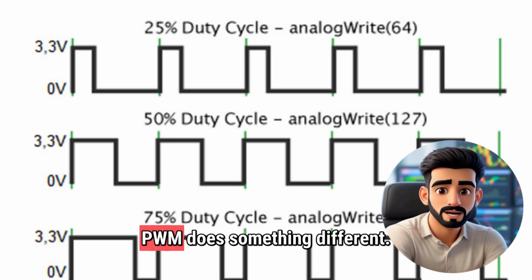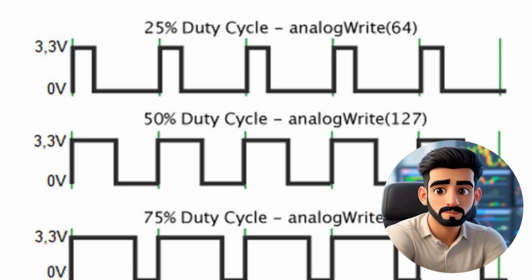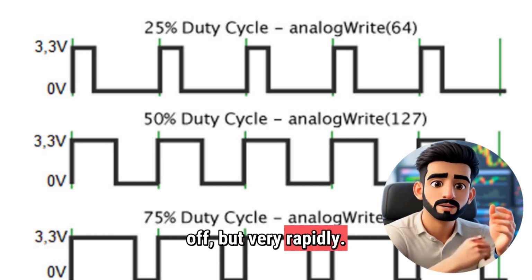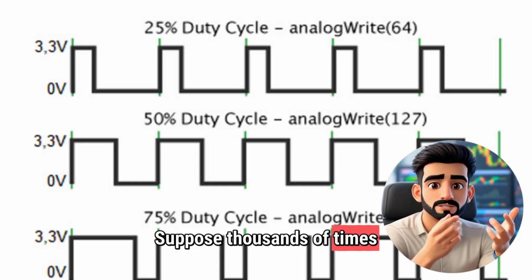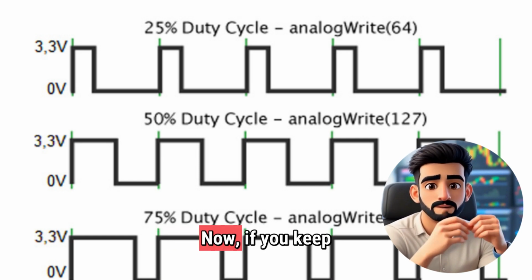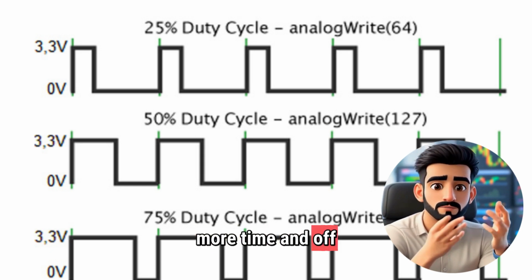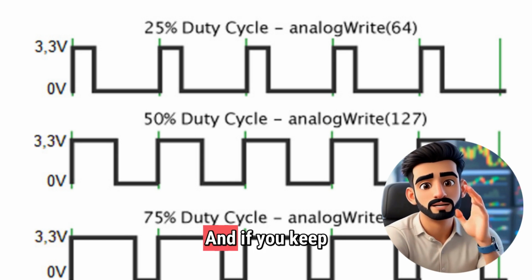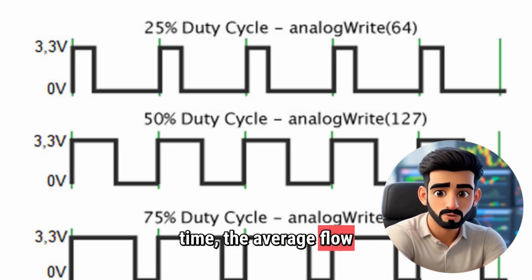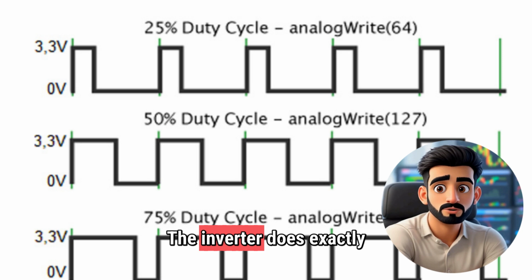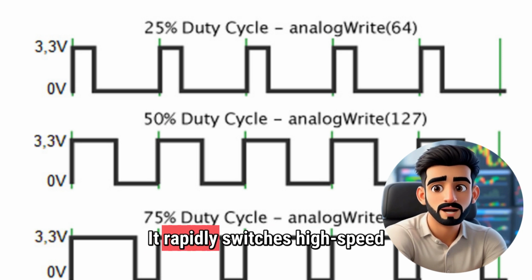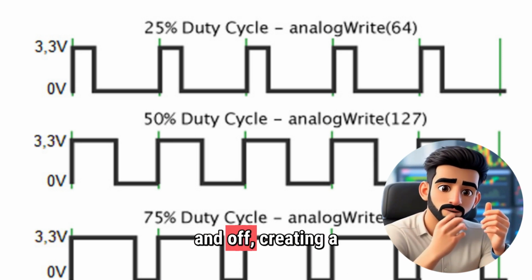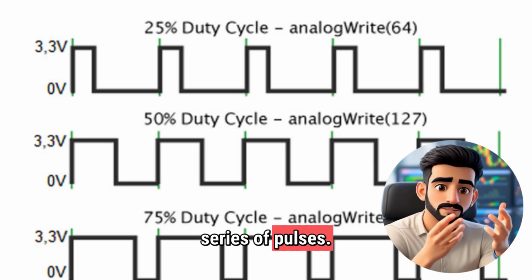PWM is different. PWM turns the tap fully on and fully off, but very rapidly, suppose thousands of times in a second. Now, if you keep the tap on for more time and off for less, the average water flow will be higher. And if you keep it on for less time, the average flow will decrease. The inverter does exactly the same. It rapidly switches the high-speed DC voltage on and off, creating a series of pulses.